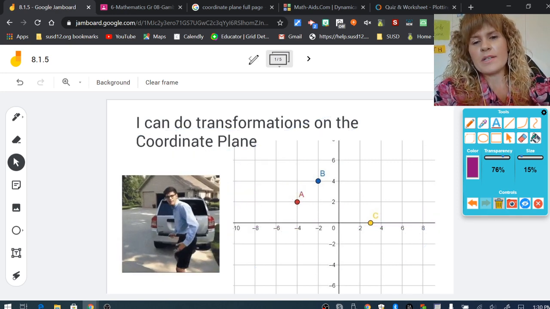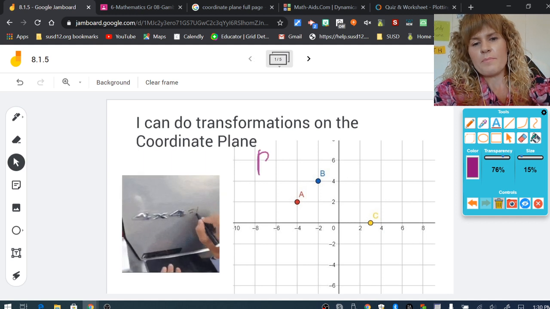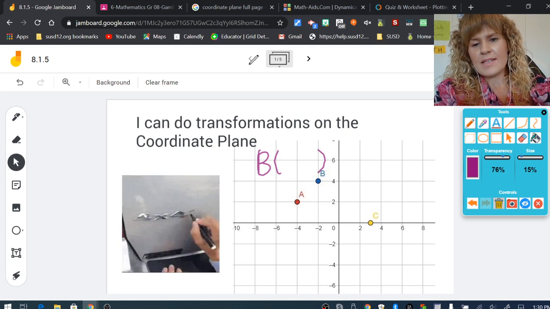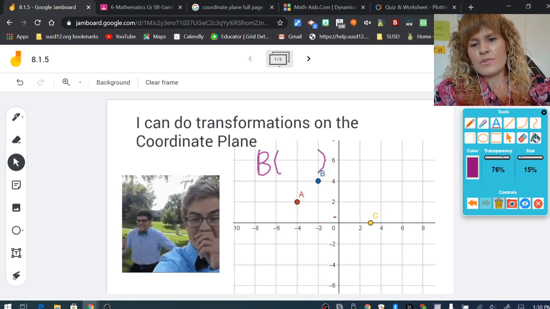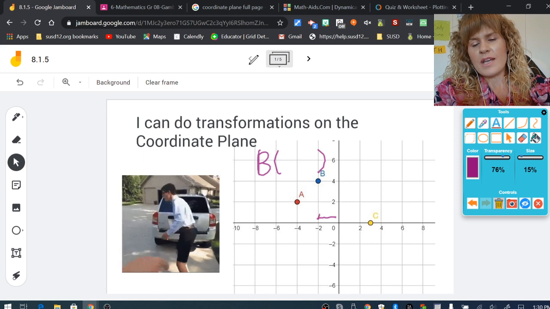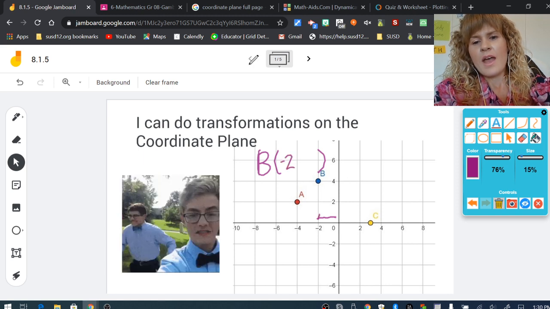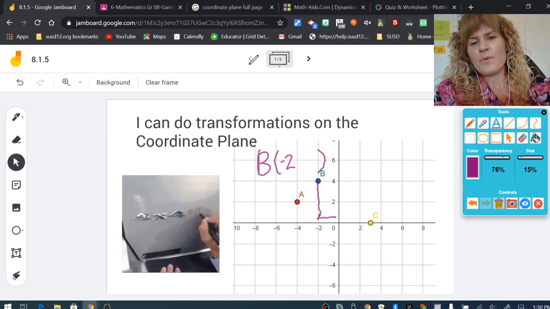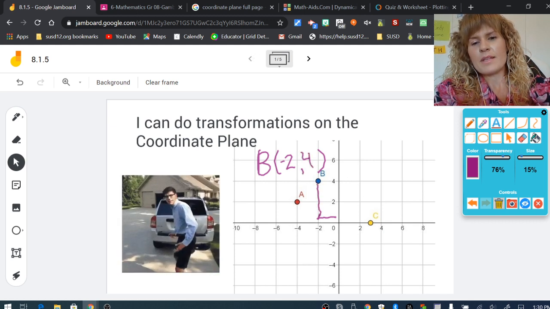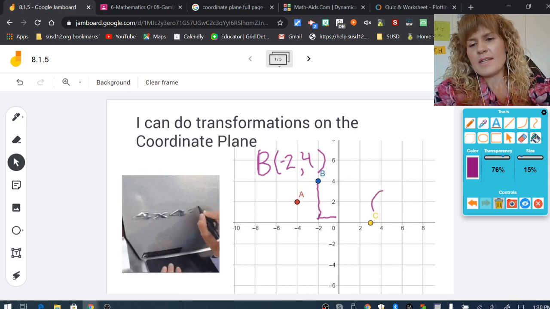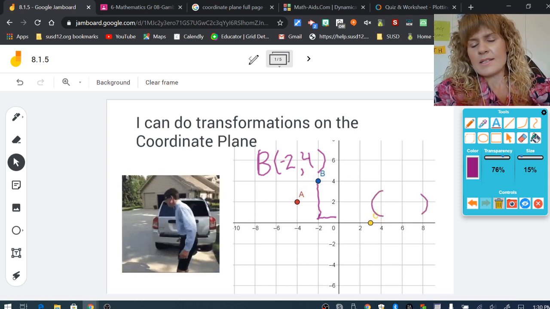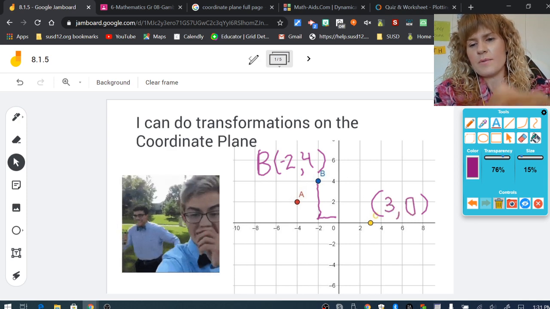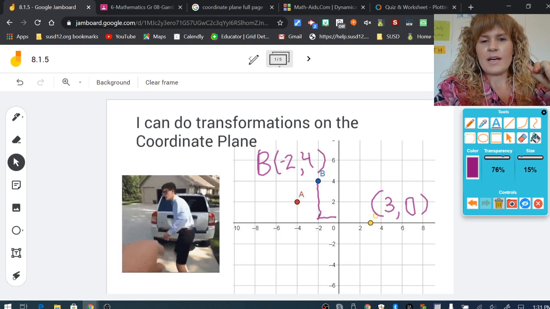Okay, let's try the coordinates of point B. So I'll write B and then parentheses. Okay, the x-coordinate is -2. And the y-coordinate is 4. Remember to separate them with a comma. How about C? The x-coordinate is 3 and the y-coordinate is 0. Good job, guys. You got it.